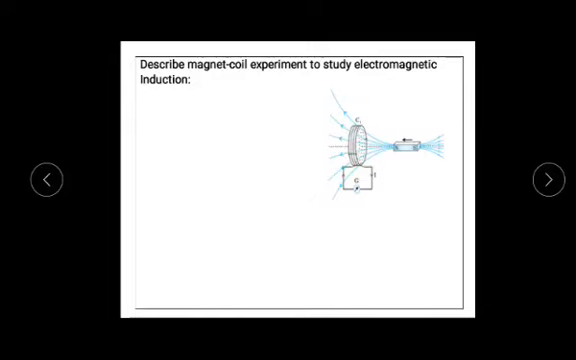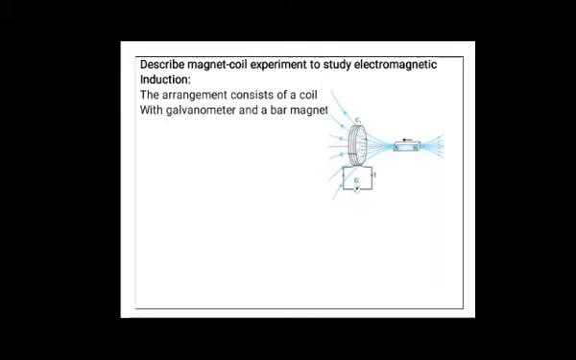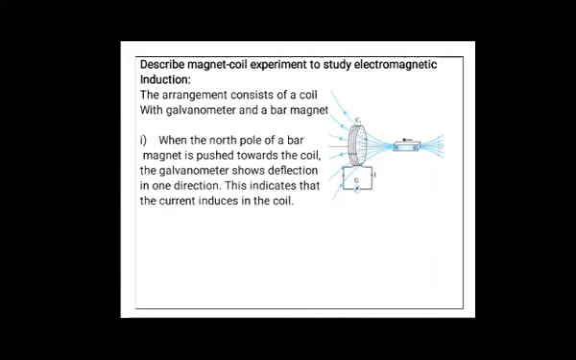Okay. So the arrangement consists of a coil with a galvanometer and a bar magnet. When the north pole of a bar magnet is pushed towards the coil, so when north pole means this one, N, when it is pushed towards the coil, the galvanometer shows deflection in one direction. This indicates that current is induced in the coil.